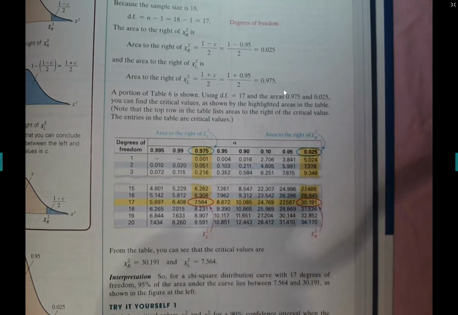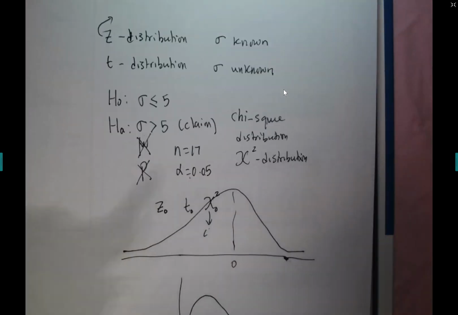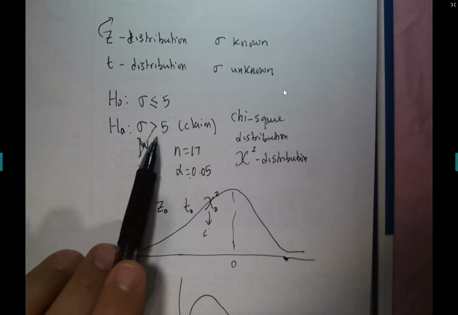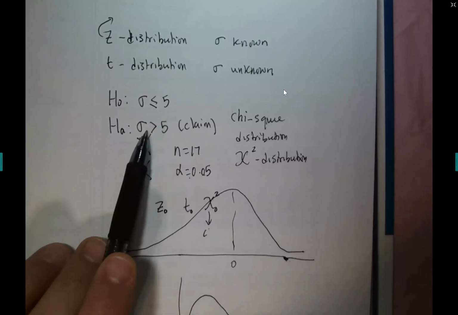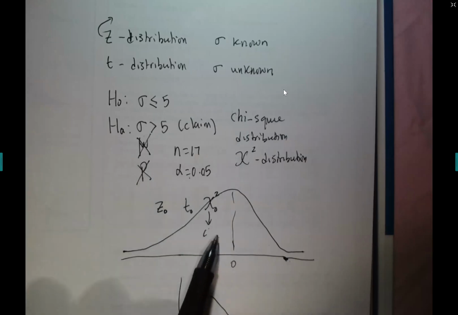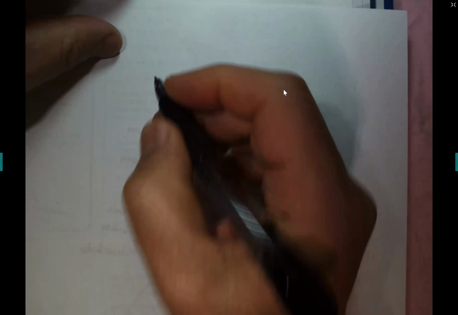So this table is designed for right tail tests. A student asked me last week, what is a right tail test? A right tail test is when the alternative hypothesis has the greater sign. When you have the greater sign and you are asked to find the critical value of the chi-square distribution, you just use the table as is. But what about if you have a left tail test? Let's do the scenario here.